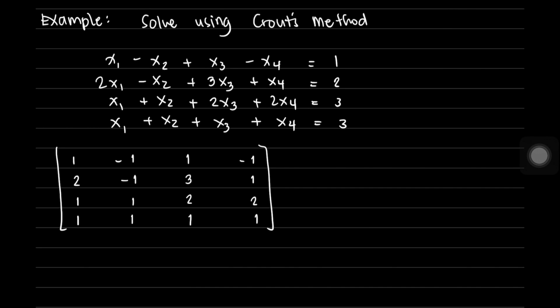And this would now be multiplied by the unknown vector. We have x1, x2, x3, and x4. And this would be equated to 1, 2, 3, 3.